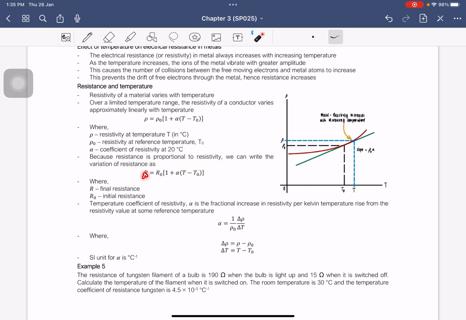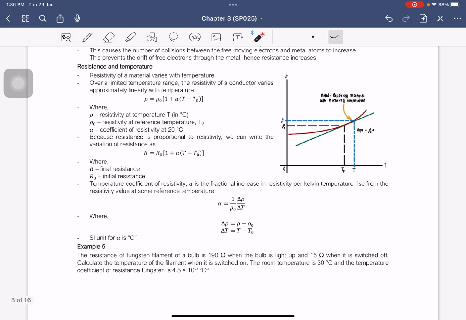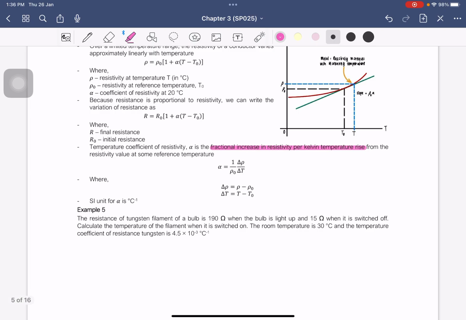So R is the final resistance, R naught is the initial resistance. Okay, temperature coefficient of resistivity alpha is known as the fractional increase in resistivity per Kelvin temperature rise from the resistivity value at some reference temperature. So the reference temperature depends on the questions. They will tell you what the temperature is. Oh, but for you it is 20 degrees Celsius.